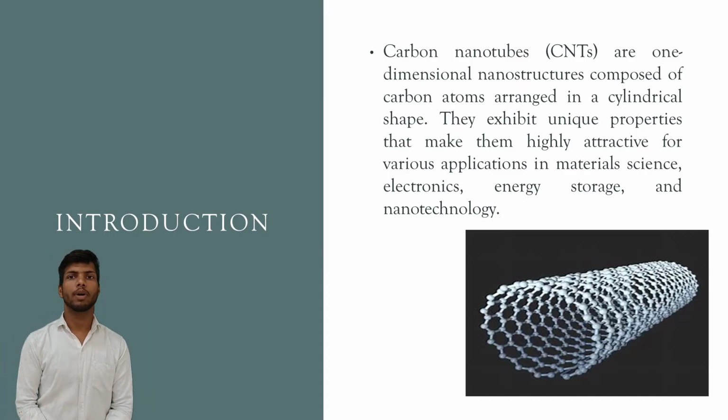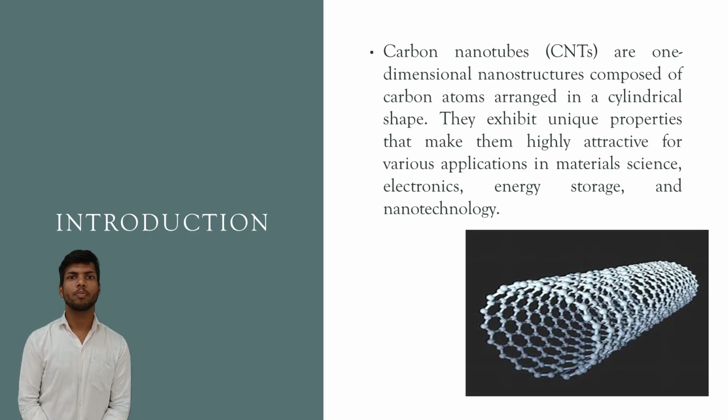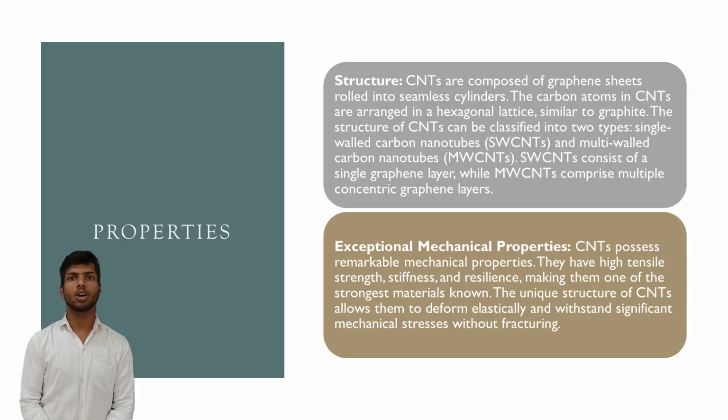First of all, I will give an introduction about what carbon nanotubes are. Carbon nanotubes are one-dimensional nanostructures composed of carbon atoms arranged in a cylindrical shape. They have unique properties that make them highly attractive for various applications in material science, electronics, energy storage, and nanotechnology. Now we discuss the properties of carbon nanotubes.